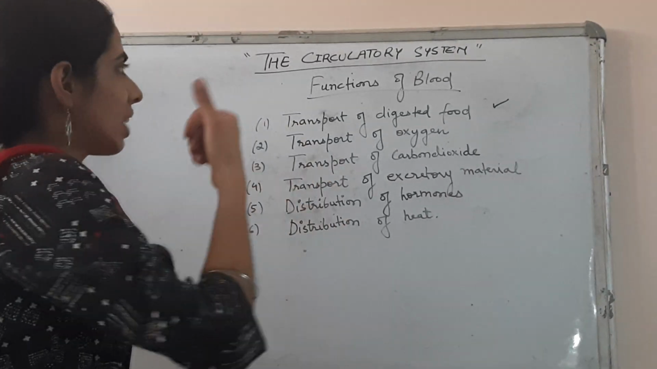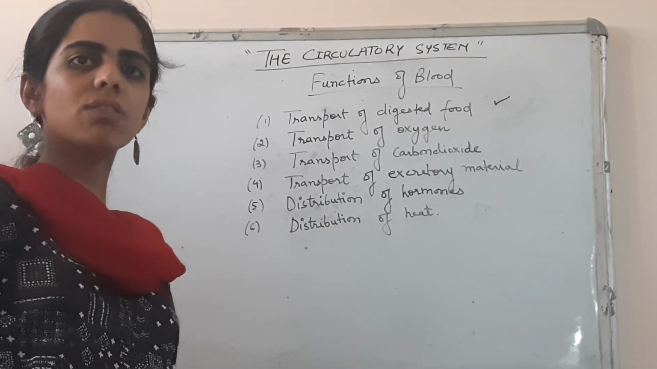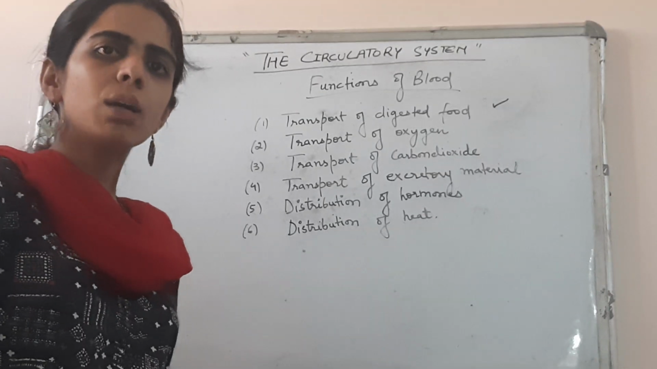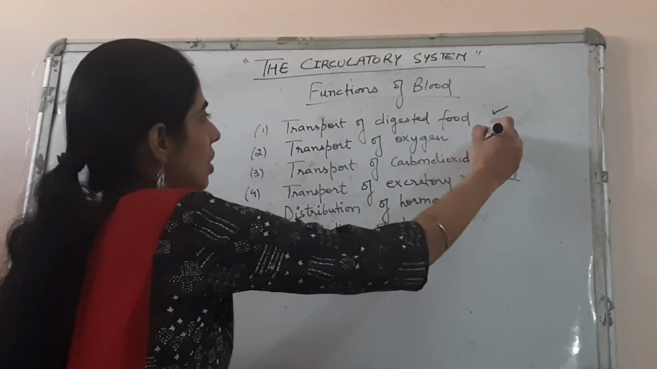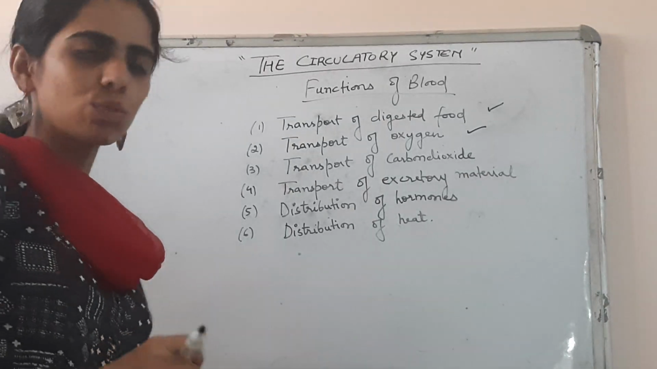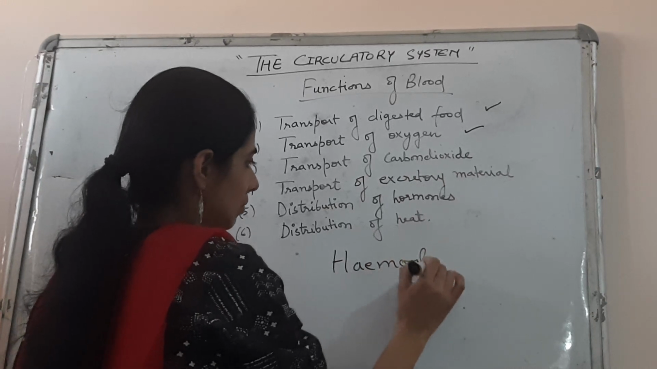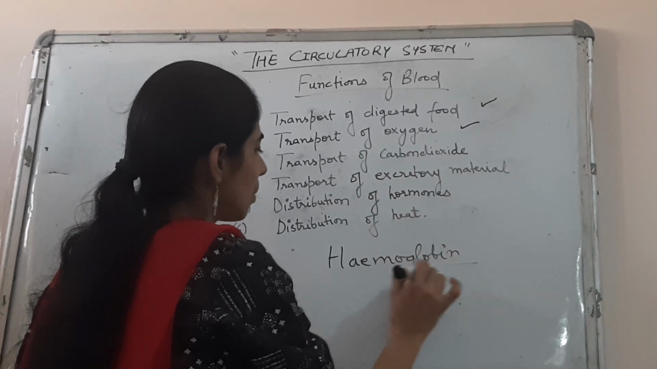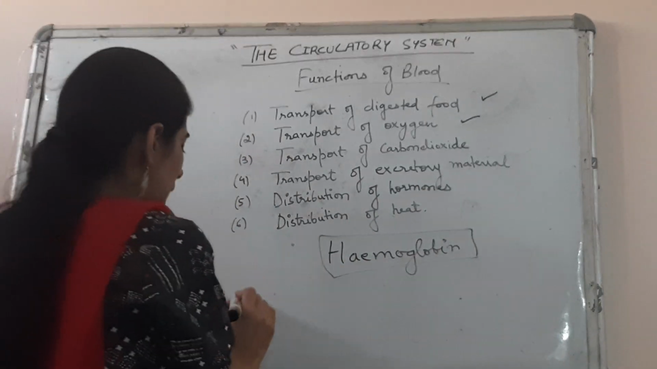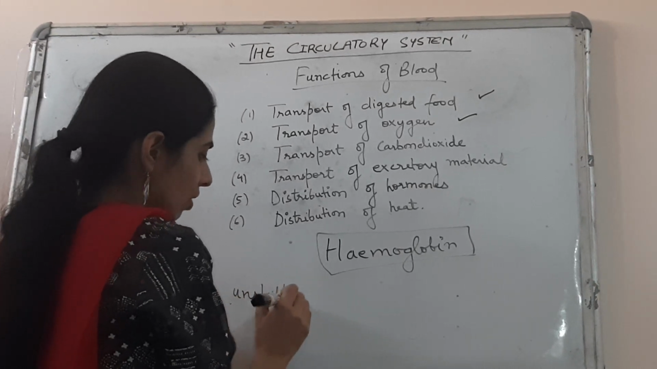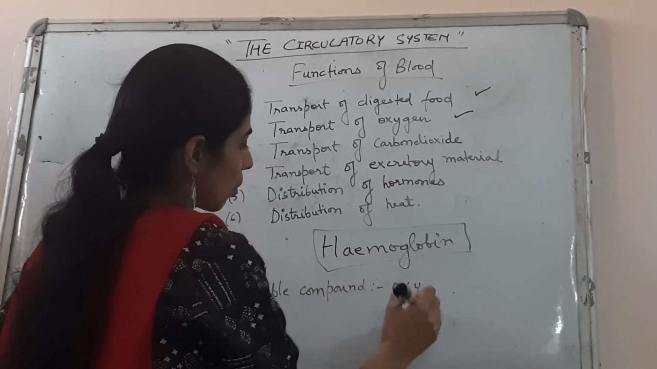So here the blood comes into action and it transports this glucose, amino acids, vitamins, minerals to each and every cell. Coming to the second function, we have transport of oxygen. Now here we need to know about one component of blood, that is hemoglobin. This component will combine with oxygen to form an unstable compound. What is the name of this unstable compound? It is oxyhemoglobin.